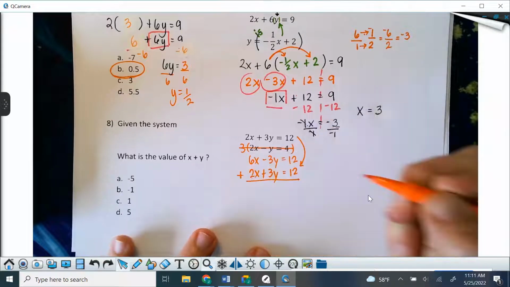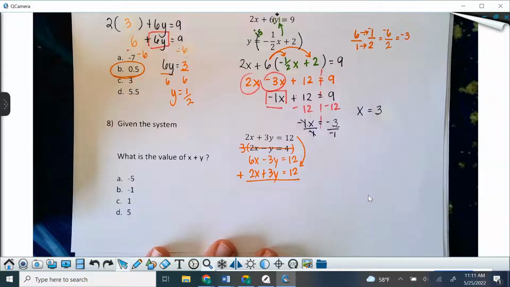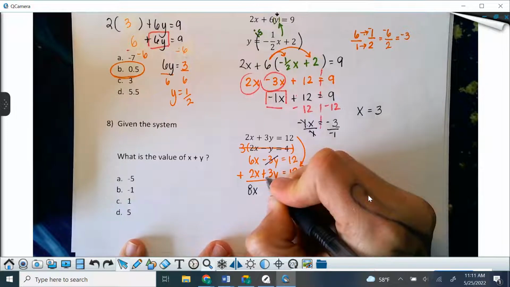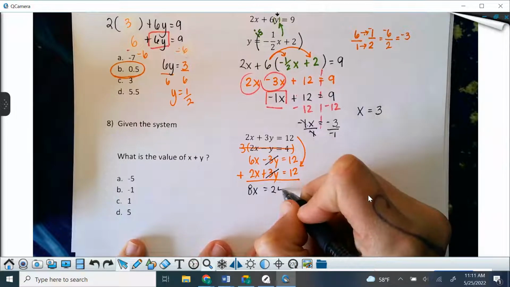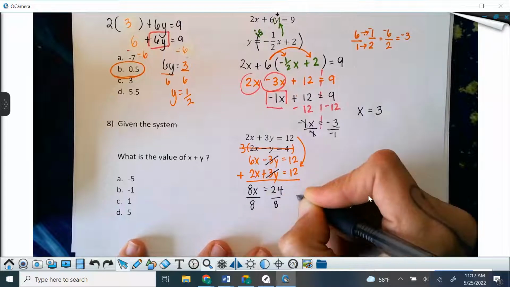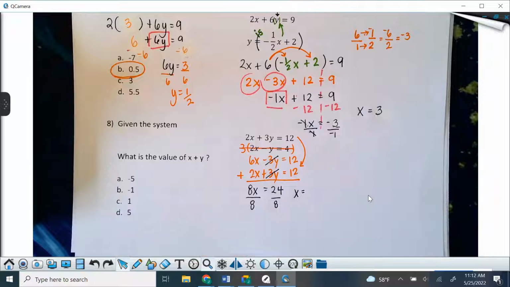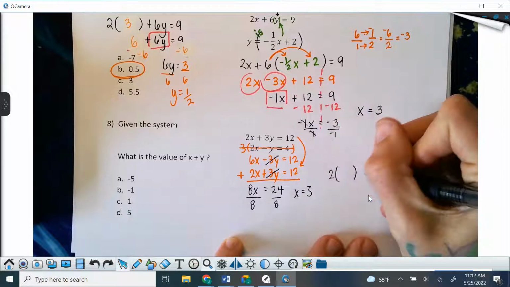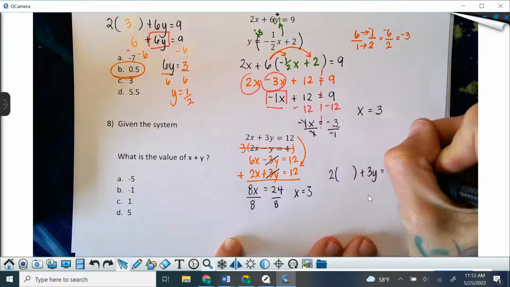Now I'm going to work straight down and add. So 6 plus 2, 8x. My 3 y's went away. Equals 24 because 12 plus 12 is 24. So divide by 8. What does x equal? Yep. So then we're going to do 2 times x plus 3y equals 12.